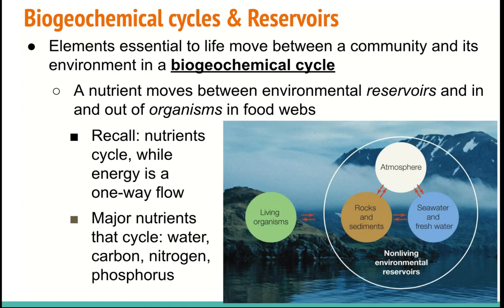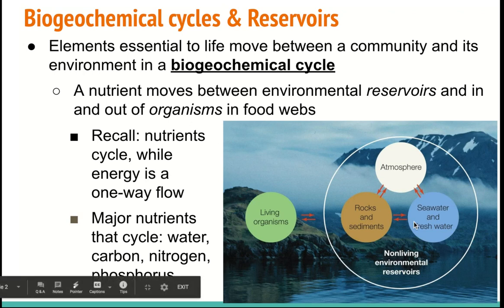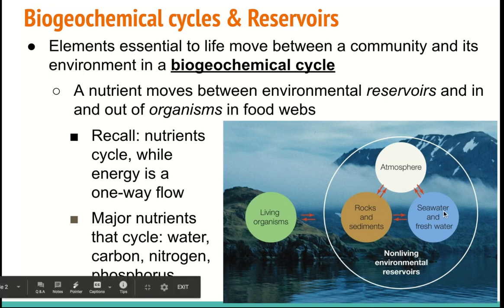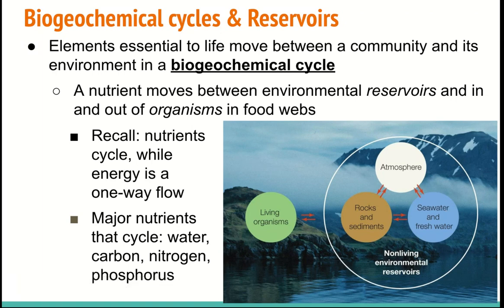In terms of the biogeochemical cycles, the basic idea is that elements essential to life move between a community, meaning the living organisms, and the environment. So, nutrients are in reservoirs. Environmental reservoirs are basically non-living sites where a nutrient is stored, like the atmosphere, rocks, sediments, seawater, fresh water, while living organisms, humans, plants, etc., may store the nutrient inside their cells. Okay, so that's the idea.